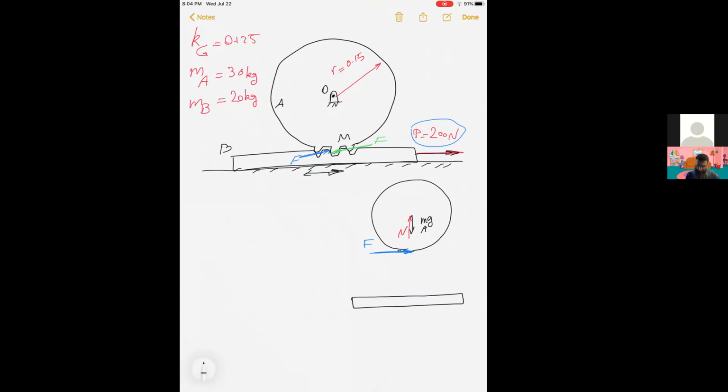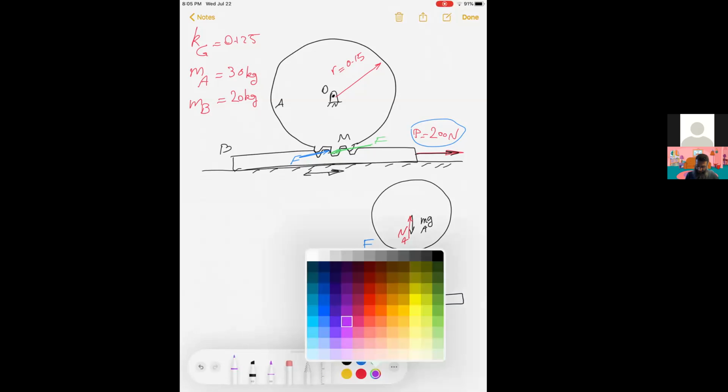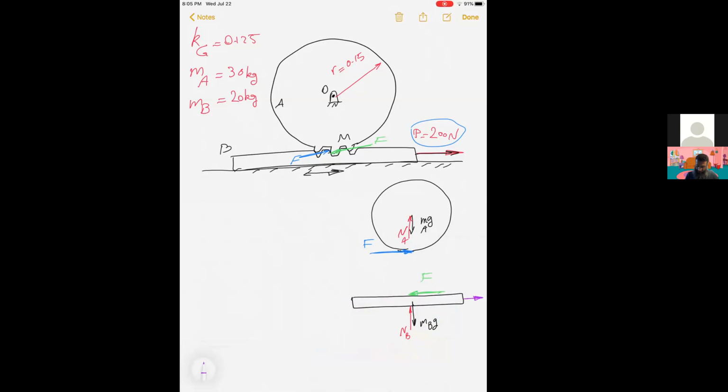Okay. Now this is the rack. For the rack, you have its own mg again. You have the reaction force. Let's call it NB and NA so we don't confuse them because they're not the same. Then you have the reaction of this force F here at the contacting teeth. And you have the external force of P. Correct? Do I miss anything here?